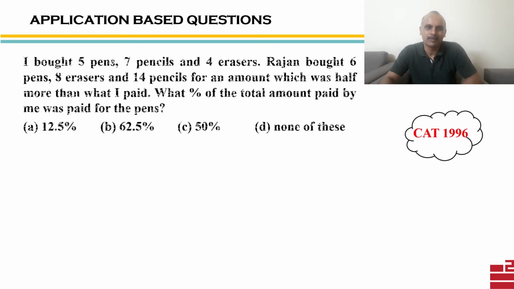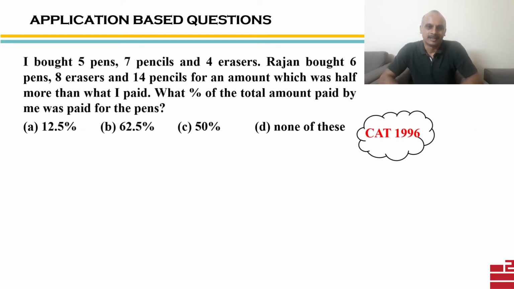Alright, our next problem is this, and this is an actual past CAT problem. So read the question yourself and let us now discuss. Here we have to form two equations assuming the number of pens and pencils and erasers as some variables. So my equations will be like this: 5x plus 7y plus 4z equals k. Here I have taken x as the cost of one pen, y as the cost of one pencil, and z as the cost of one eraser.